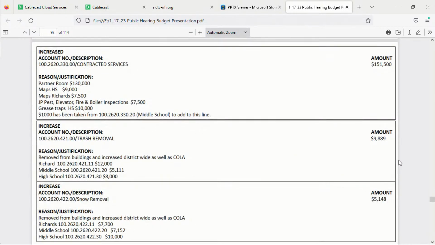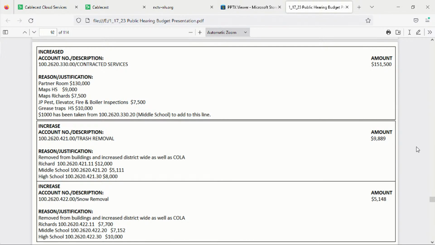And then contracted services, that amount is $151,500, and that's because of the partner program that we have in there. And then the pest control, elevator, fire, and boiler inspections, which are all state mandated. And then you have the grease trap project in there as well, which would make up that amount of money. What else do we have here?